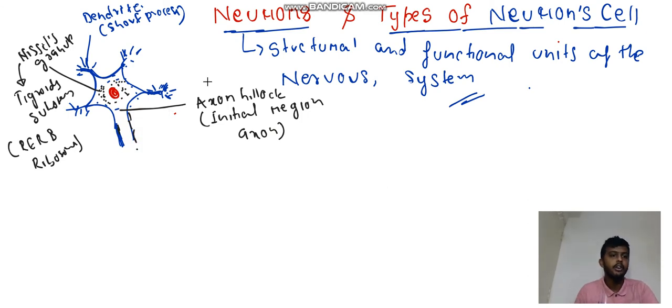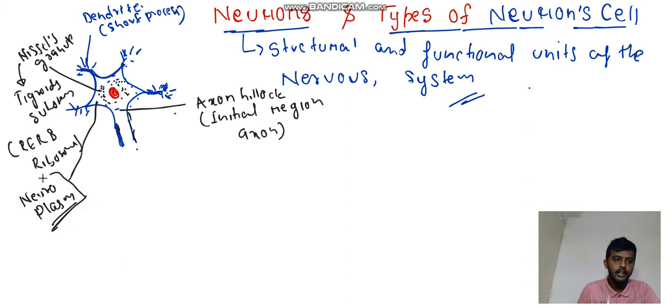But something I want to tell: the cytoplasm in the cell body of the neuron is known as neuroplasm. Cytoplasm inside the neuron is known as neuroplasm. Okay. And now we are moving towards the tail part. So in the tail part, what all things are there?